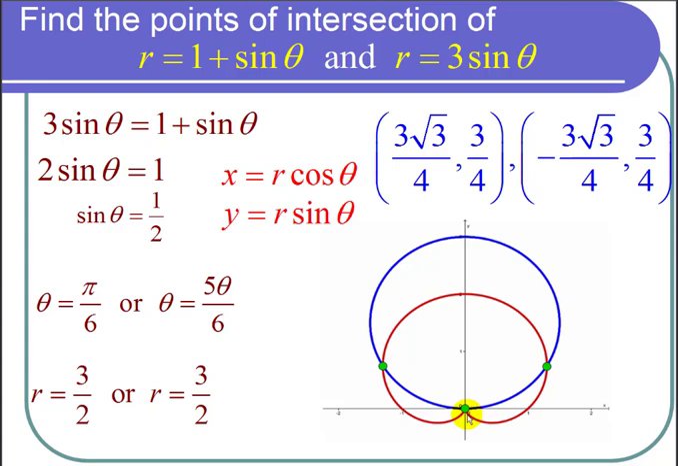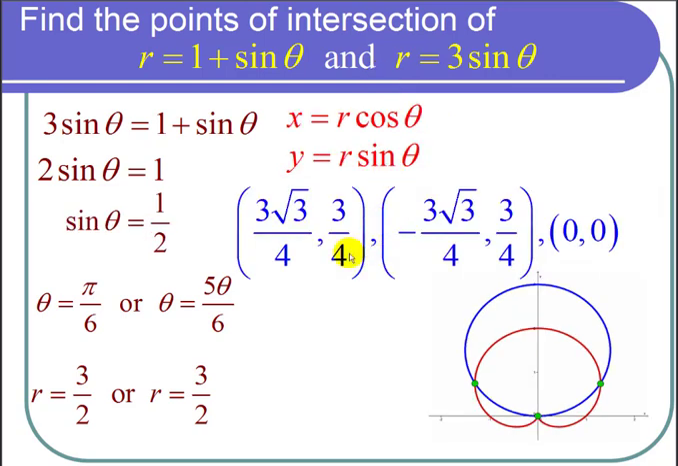So for the first curve, notice that when theta is equal to pi, r equals 0. And for the second curve, when theta equals 0, r equals 0. So it's different thetas, but when r equals 0, every theta gives you the same point, that is 0, 0.